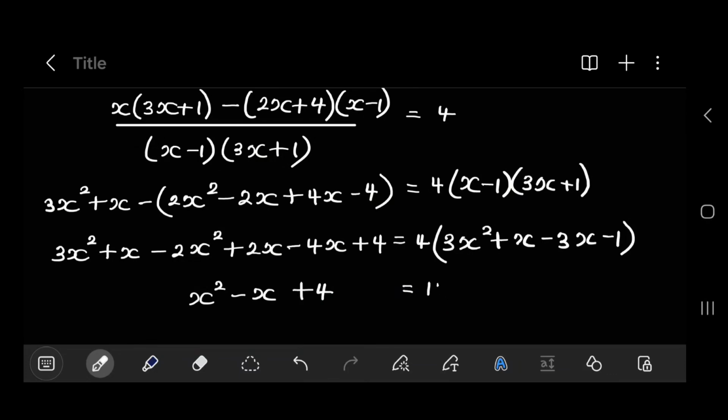On the right-hand side, we are going to take that 4 and multiply into the bracket with all terms. Actually, let's simplify this first, right? We've got x minus 3x, which is negative 2x. Taking that negative 2x and multiplying with 4, we get negative 8x minus 4.